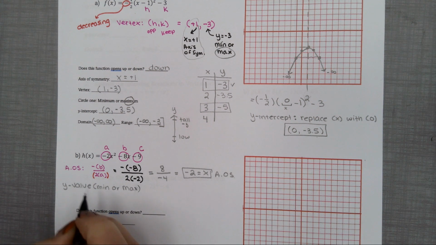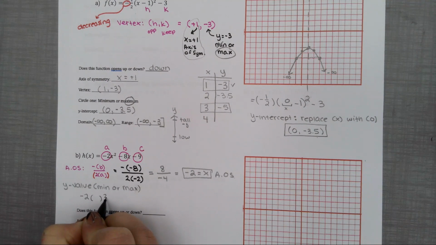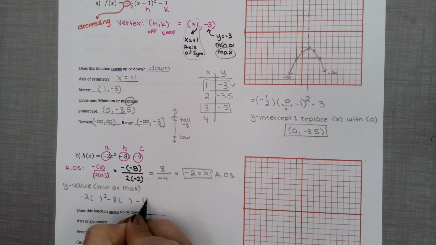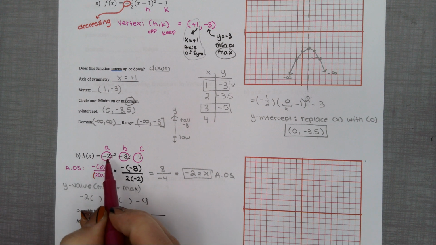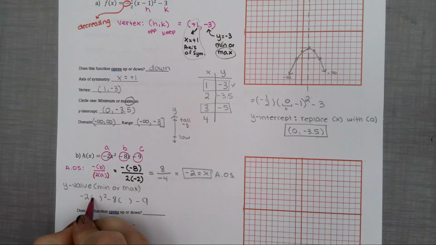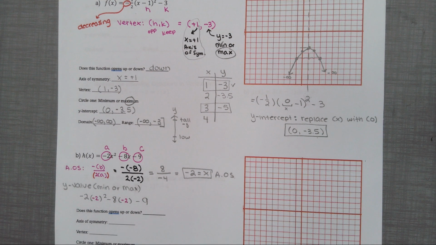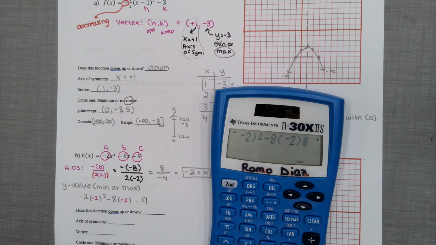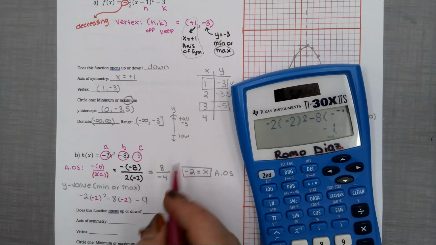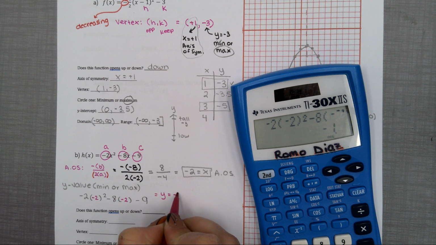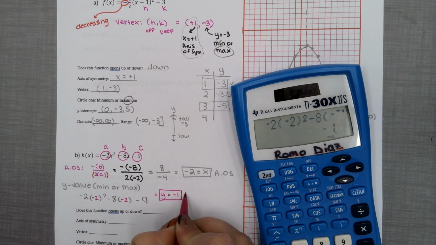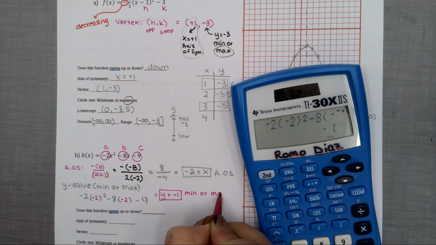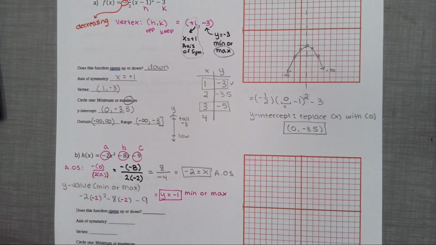To find our minimum or maximum number, you're going to take your originally given equation. You're going to replace our value of x, or our letter of x, and we're going to replace it with our negative 2 that we got in our first step with axis of symmetry. We're going to type that into the calculator. So we got negative 2 parentheses negative 2 squared minus 8 parentheses negative 2, close it, minus 9, we get a negative 1. So that means our y value is negative 1, and that is our minimum or our maximum. And we'll find out which one it is here in just a moment.